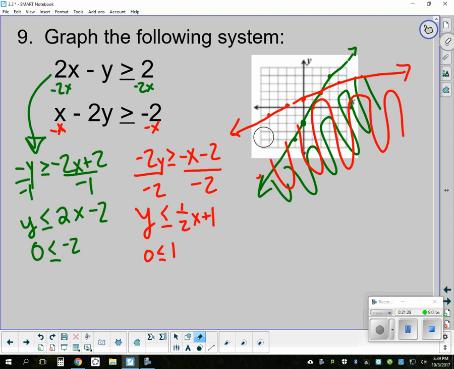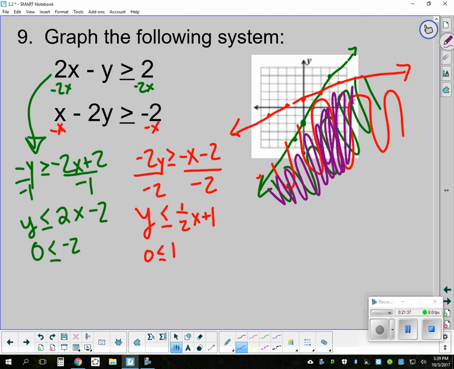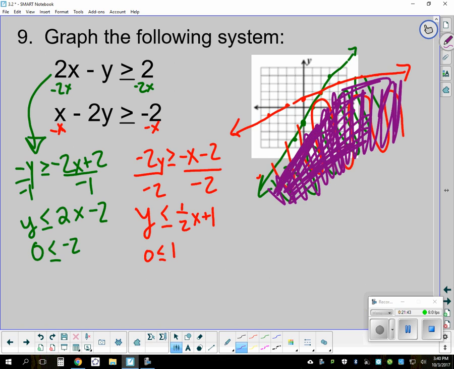Okay, so to make it a little bit easier to see, hopefully, let me use a third color. My shading is in this region. So you should go in with your pencil and darken this region. Hopefully that is what you came up with.